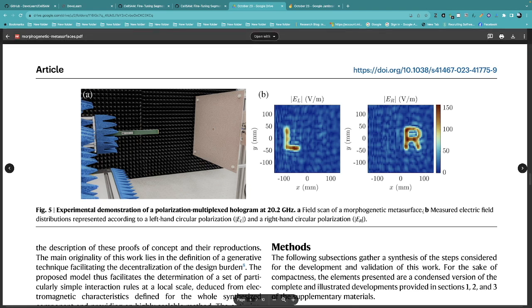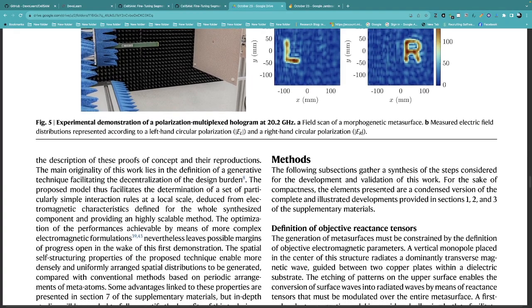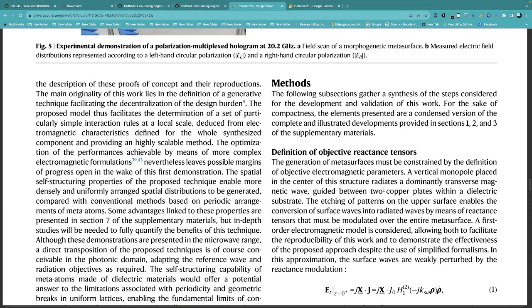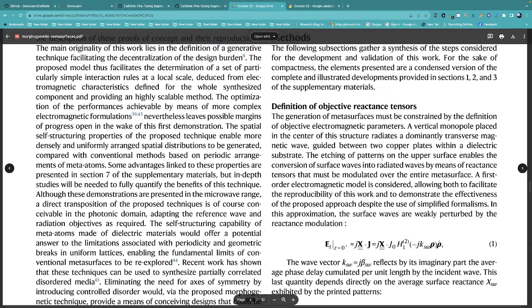We have this measured electric field distribution represented according to a left-hand circular polarization, which is here, and a right-hand circular polarization, which is here. So they try to do different polarizations to make this work. And so they have their methods here. This is where they talk about how to develop and validate this work.